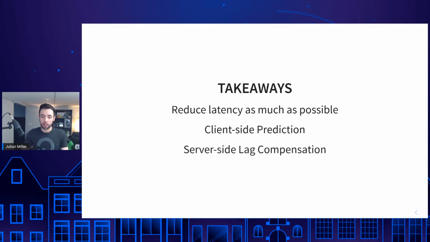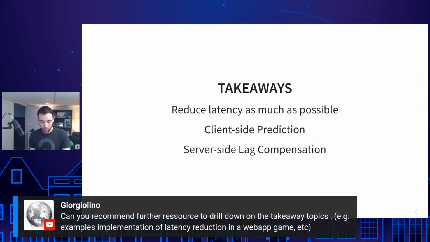Can you recommend further resources to drill down into the takeaway topics? A really good resource is the Valve developer wiki. They have a good write-up on how hit detection and lag compensation works in CS:GO and Half-Life. So if you take a look there, that's great. Riot, the League of Legends creators, also have a really great dev blog that you can take a look at for more info.